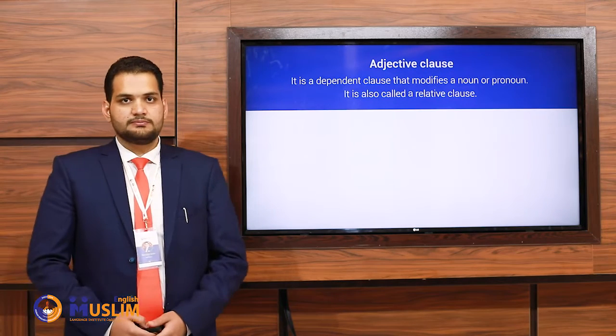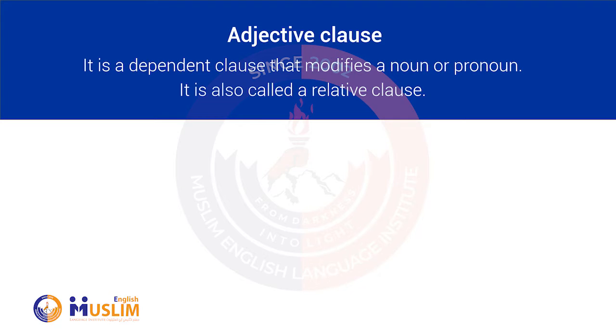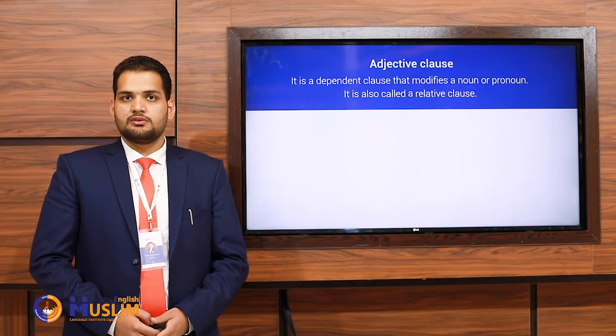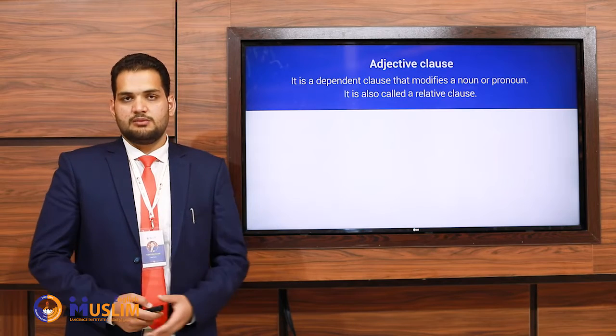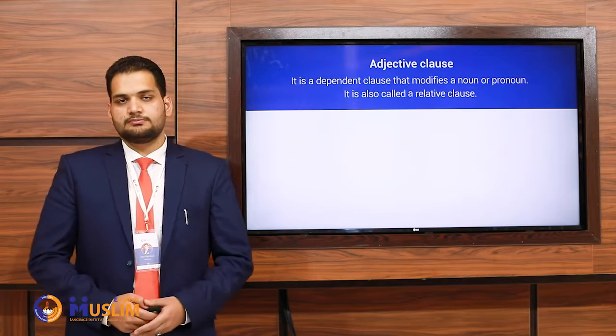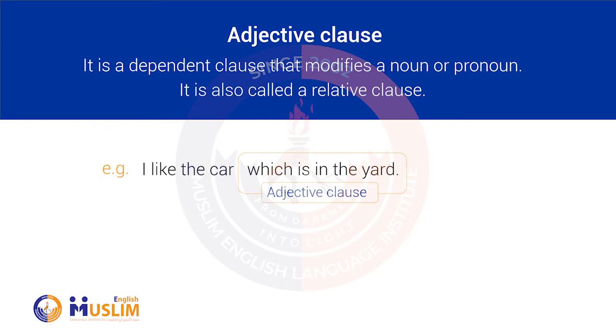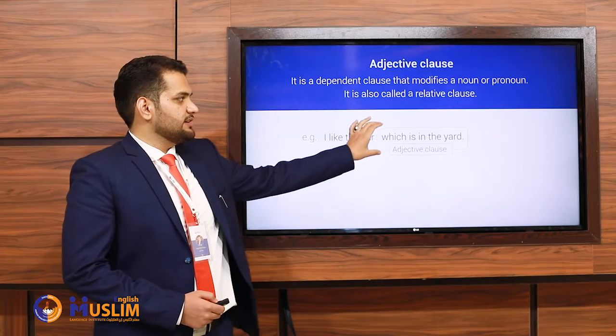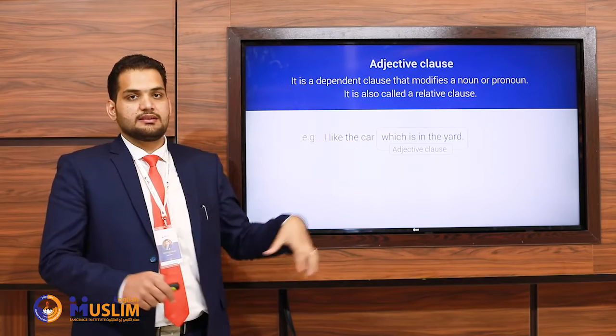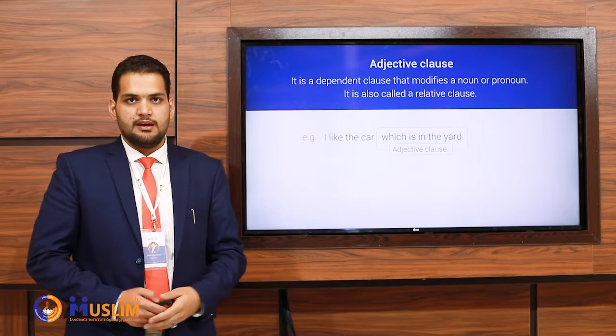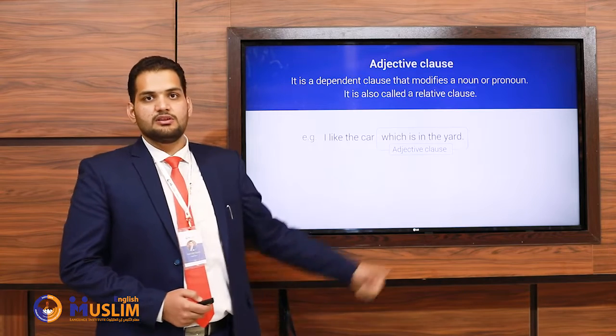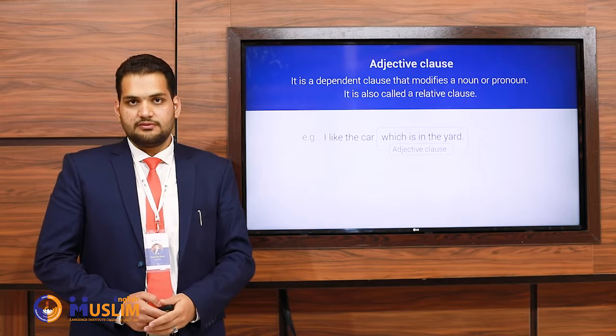What is an adjective clause? It is a dependent clause that modifies a noun or pronoun. It is also called a relative clause. In other words, we can use an adjective clause to talk about or to give more information about a noun or pronoun. For example, I like the car which is in the yard. Which is in the yard is talking about the car. It is giving more information about the car. And that's why we call it an adjective clause. You can also call it a relative clause.